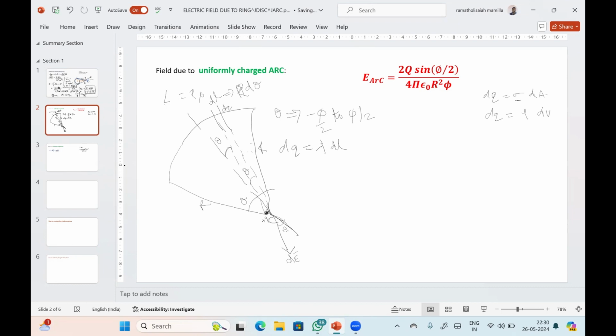Similarly, about this bisecting line, consider another dq element, or dl element, at the symmetric angle. Then here also the same again. In this direction there will be a dE like this, a symmetric field.